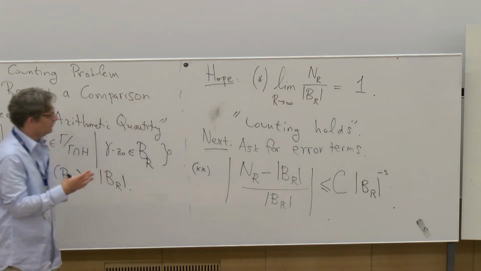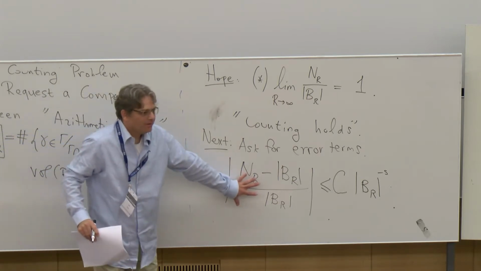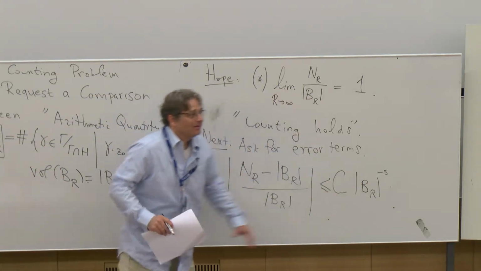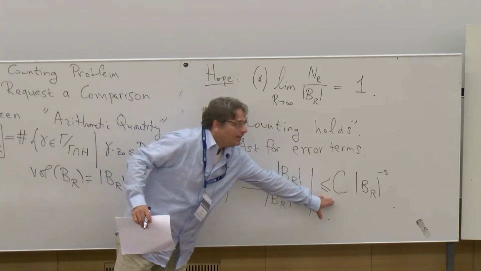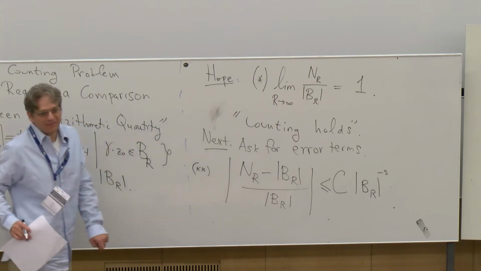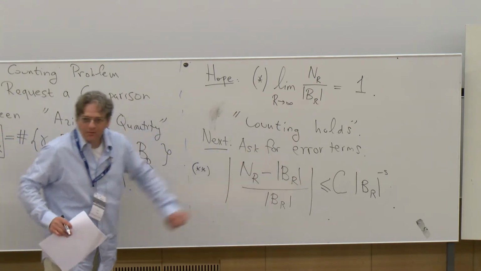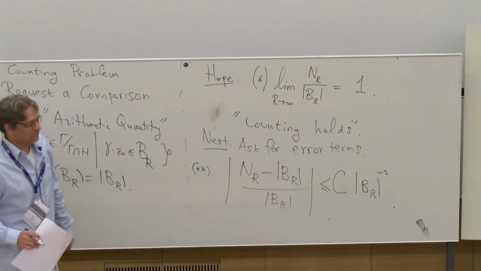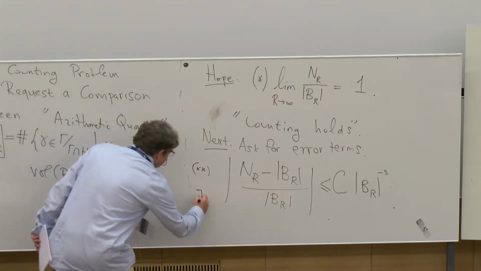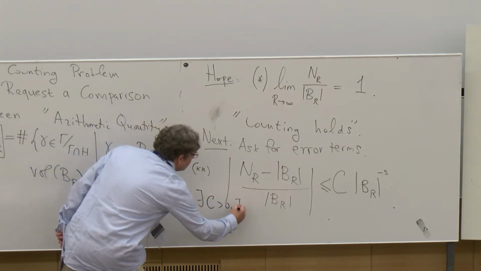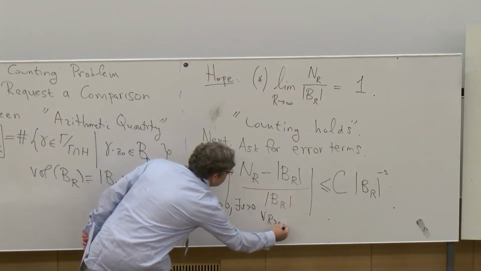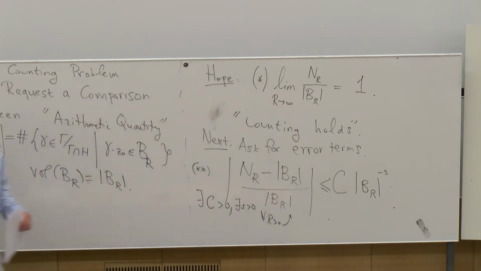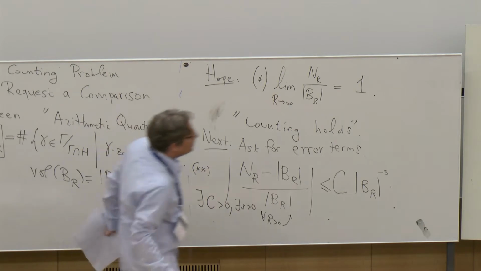So there's so many letters here. The error decays to 0, and the quantifier goes like that. There exists a positive constant c and a positive constant s, so that this inequality holds for every r. Okay? So there exists positive c and s, so that this holds for every r. Okay? So these are the kind of two questions one may ask.